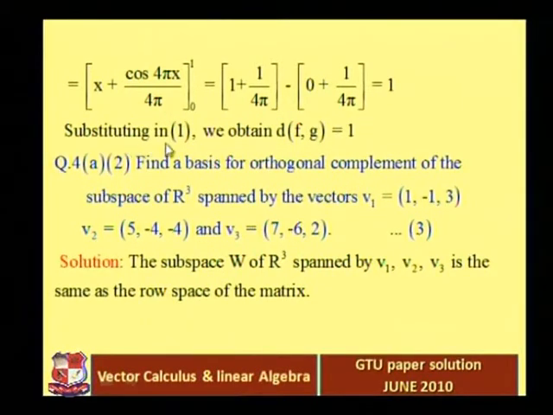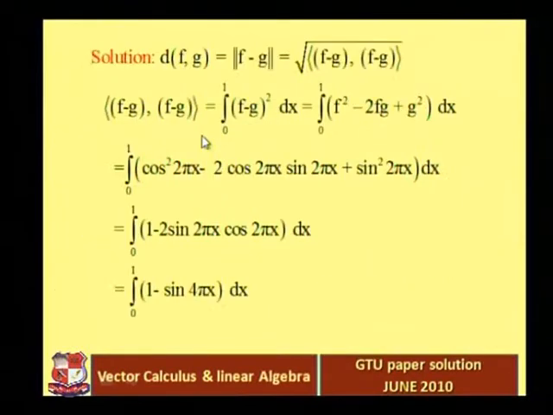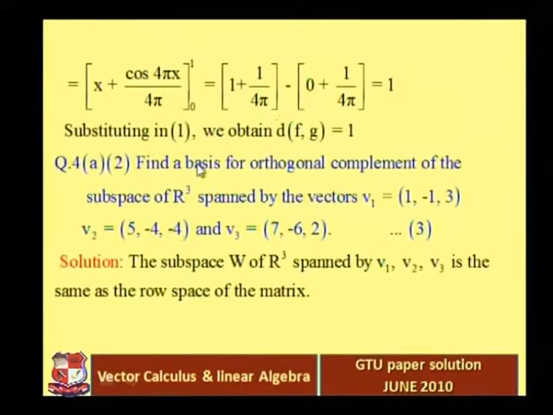So that's why, substituting in 1, this is actually norm of f minus g squared, but norm of f minus g squared is equal to 1, so norm of f minus g, which is the distance from f to g, is also 1. Okay, so this question is complete.